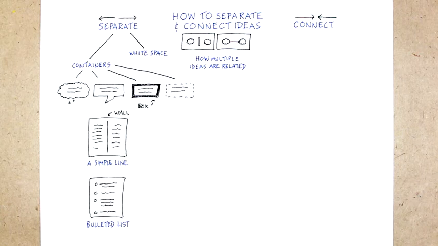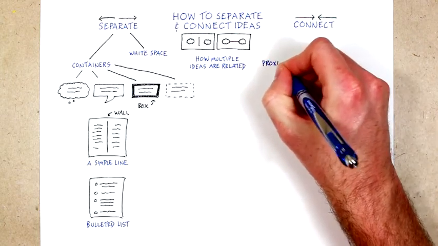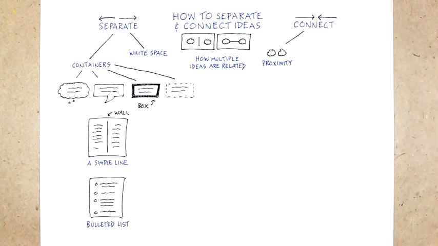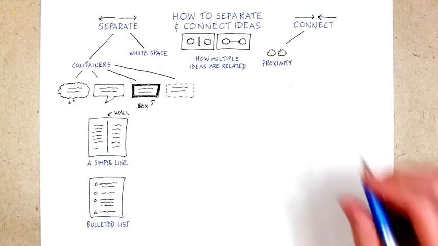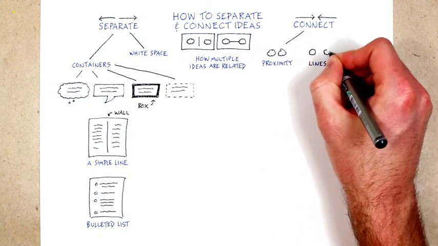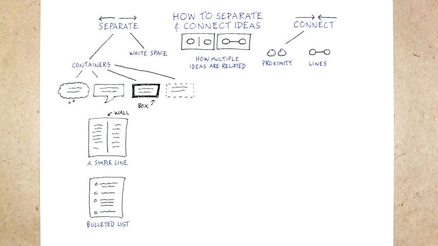There are some interesting similarities between the ways that you can separate ideas and the ways that you can connect ideas. Where white space helps you to separate ideas, the lack thereof, or proximity, can demonstrate a connection between ideas. And while you can use containers and simple lines or even dots to separate ideas, you can also use simple lines in a slightly different way to connect two ideas. What was once a wall turns into a tether.